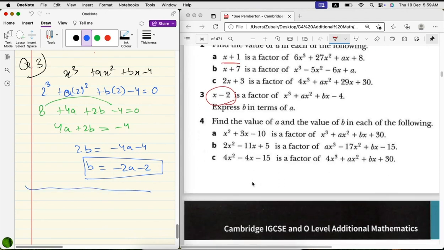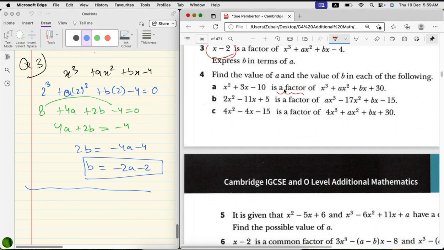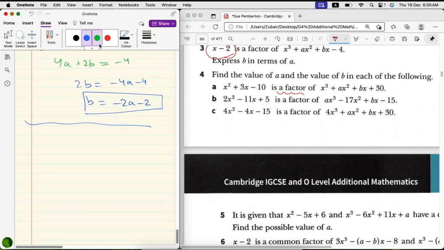Okay. Find the value of a and the value of b in each of the following. So again, it says it is a factor. In the preceding upcoming exercises, we would see that sometimes it is given that it is not a factor and we have a remainder. So just in place of that 0, we would substitute the remainder. Everything else would stay same.